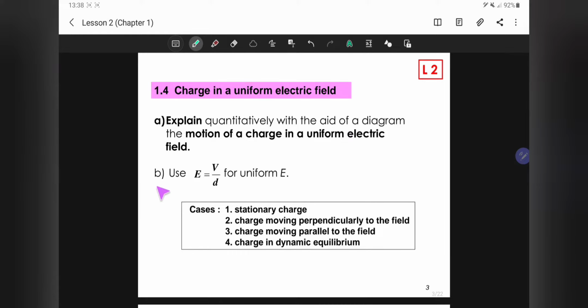And then for the second one, students should be able to use the equation of E. What is E? Electric field, again, for uniform electric field. And for this, remember, we are focusing on 4 different cases. The first one, stationary charge. The second one, charge which is moving perpendicularly to the electric field. The third one, charge which is moving parallel to the electric field. And lastly, the charge which is in dynamic equilibrium. So remember, we need to know how to sketch a simple diagram, because we need to derive the equation later based on the diagram.